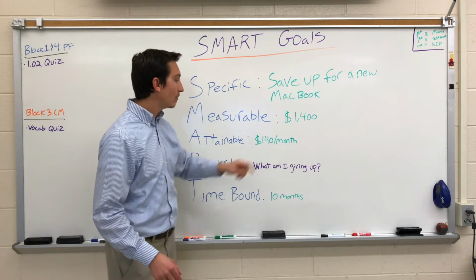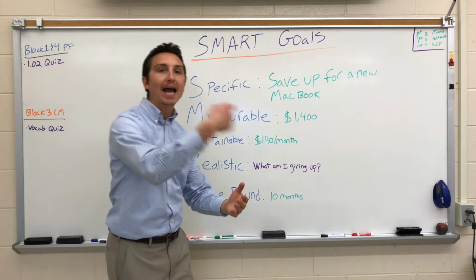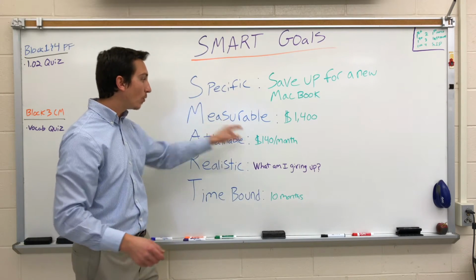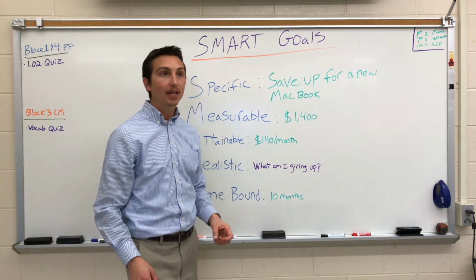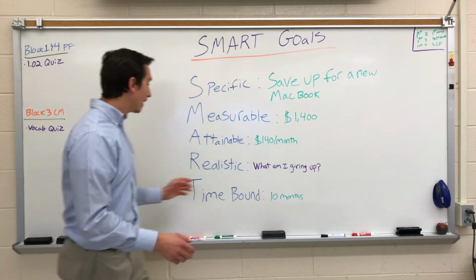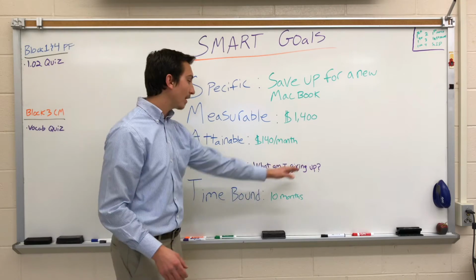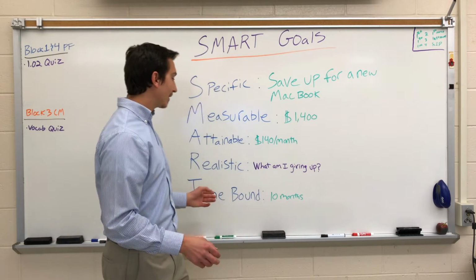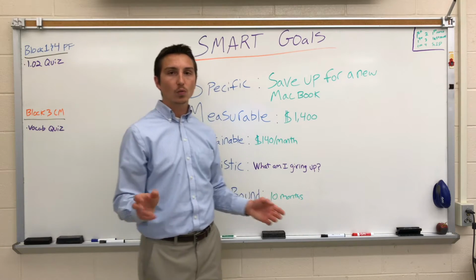Attainable, I'm going to save $140 a month. This shows me how I'm going to do it. How do I plan on meeting this goal? $140 a month. And again, if you don't have a plan, then you're never going to get to your goal. Realistic, this is the one that often gets a lot of people. So I teach personal finance in a high school. And the realistic one is what throws people off.